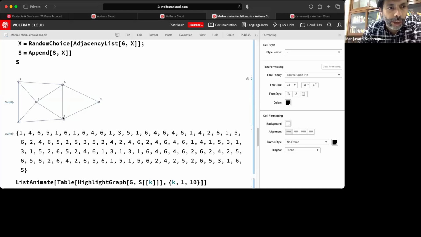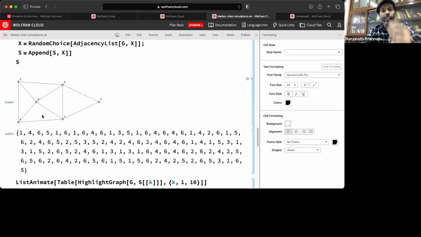Now again, it makes a choice. First time when it was at 1, it went to 4. But now it chooses among 4 neighbors and it goes to 6, which is here. Then goes to 1. Then goes to 6. Then goes to 4, etc.